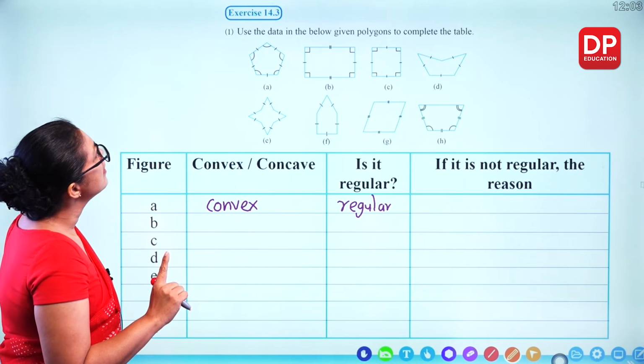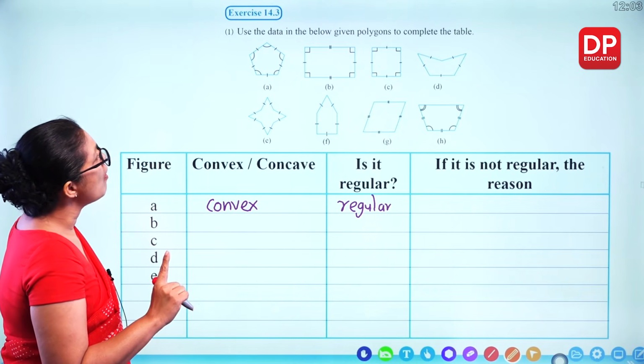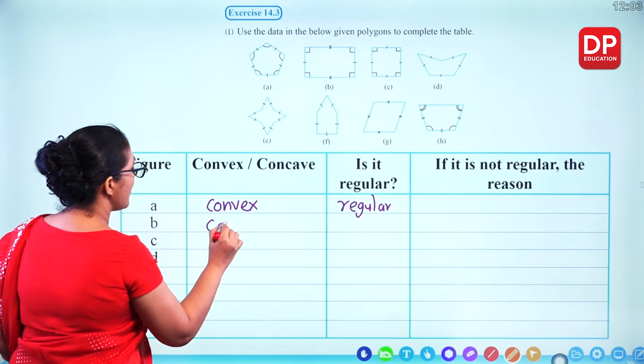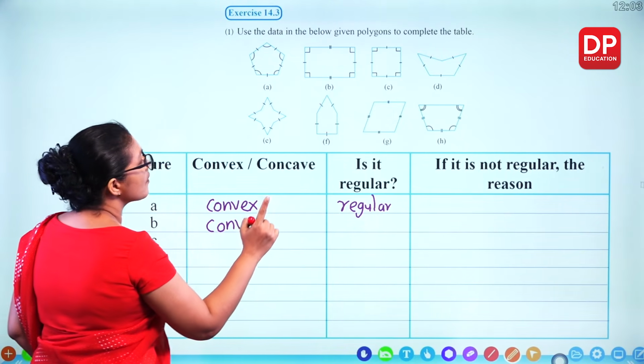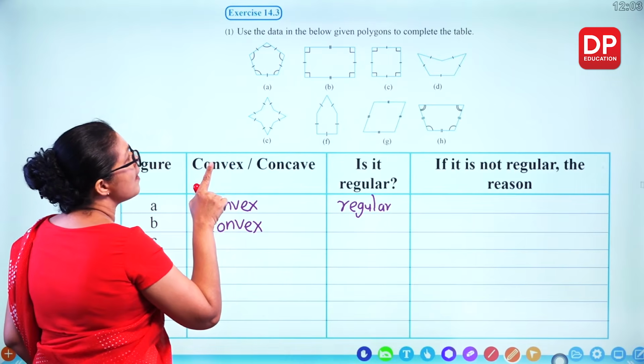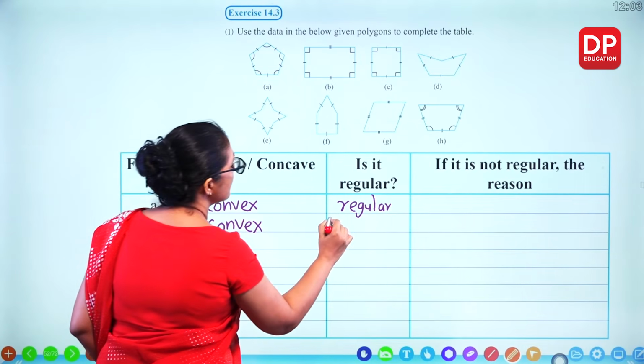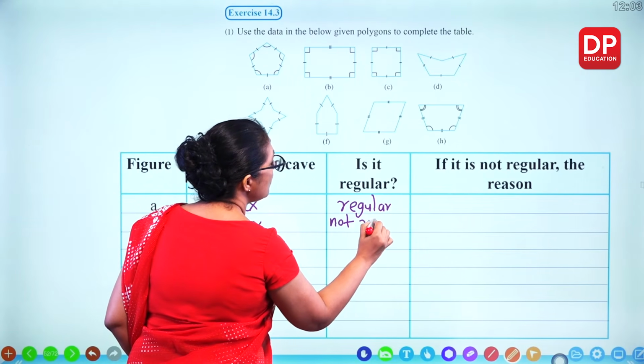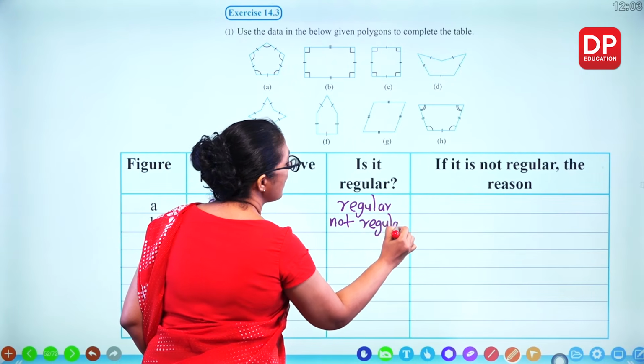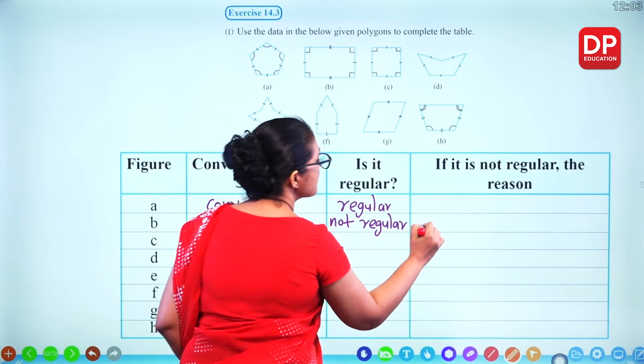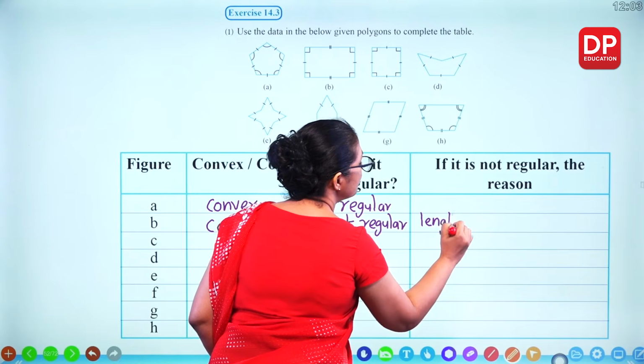B, it's all 90 degrees, convex. Not a regular one. Lengths are different. Not regular. You can write lengths are not equal.